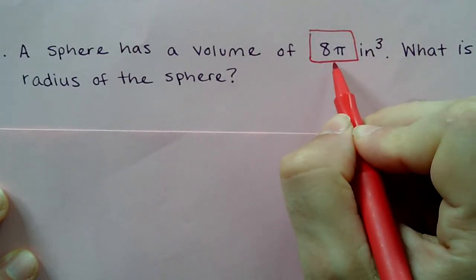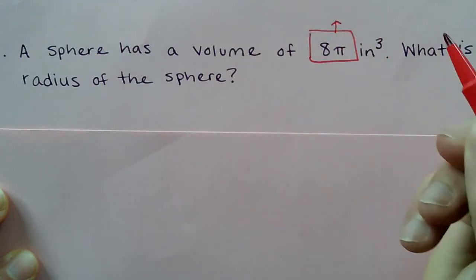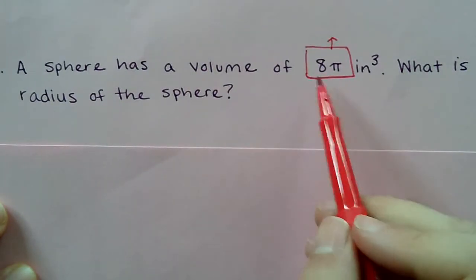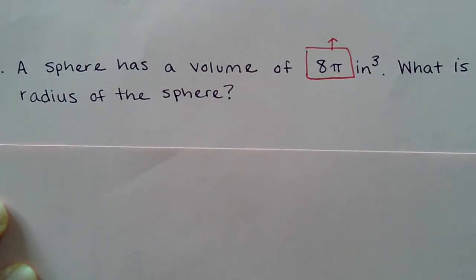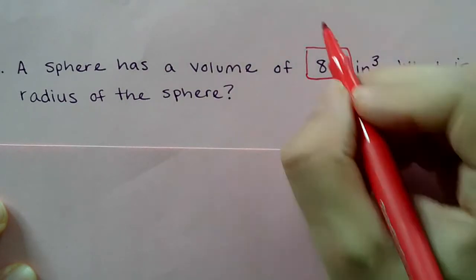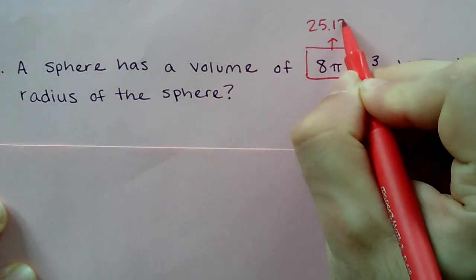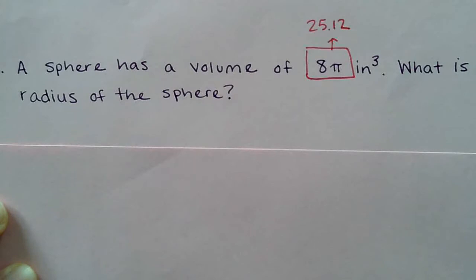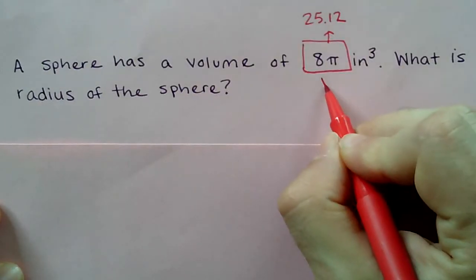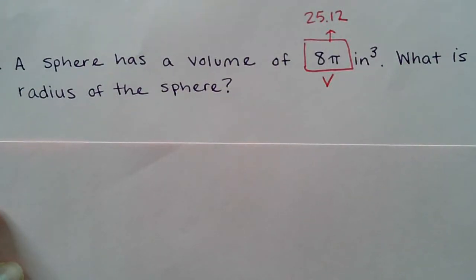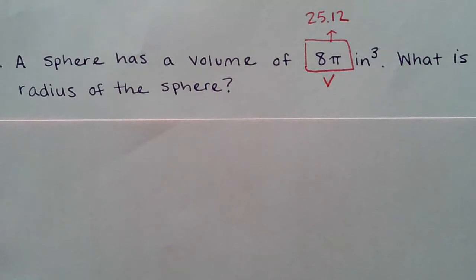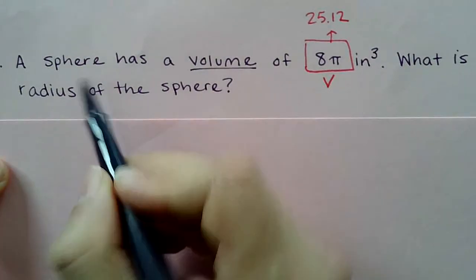What we have to do is we have 2 options. We can multiply that out. So 8 times 3.14, and say, you know what? Let's just make it 25.12. We'll multiply it out and we'll use that for volume. So that is V. All right, so let's start with our formula for volume of a sphere.